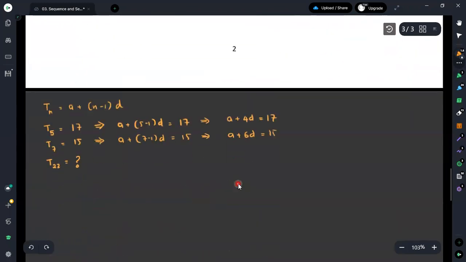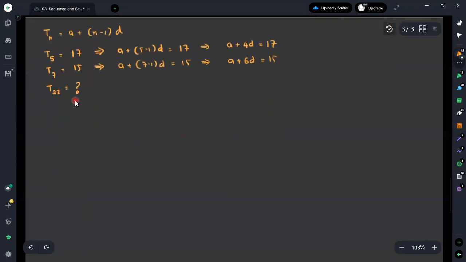Now we are asked to calculate the value of T22. To calculate T22, we can use the equation Tn = A + (n - 1)D, so T22 = A + (22 - 1)D. Then we can take it as A + 21D. But to calculate a value for this T22, the 22nd term, we need the value of A as well as the value of D.